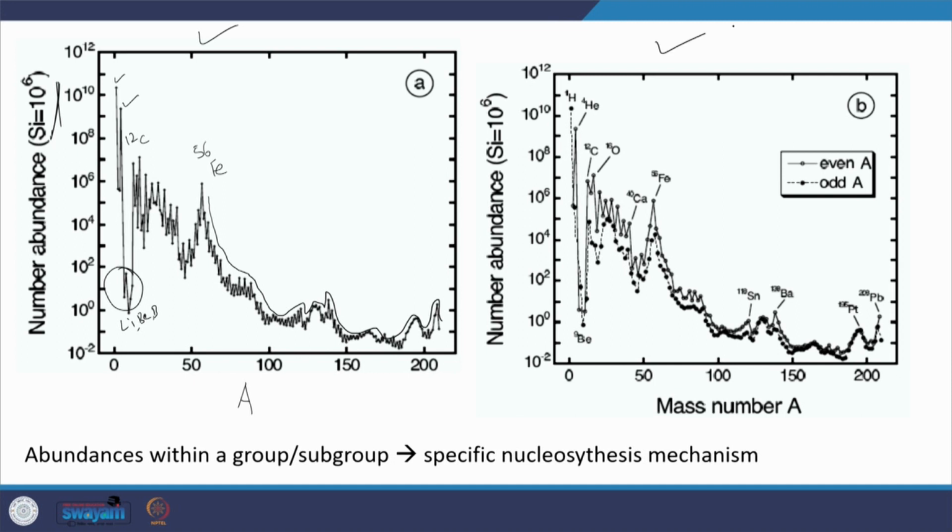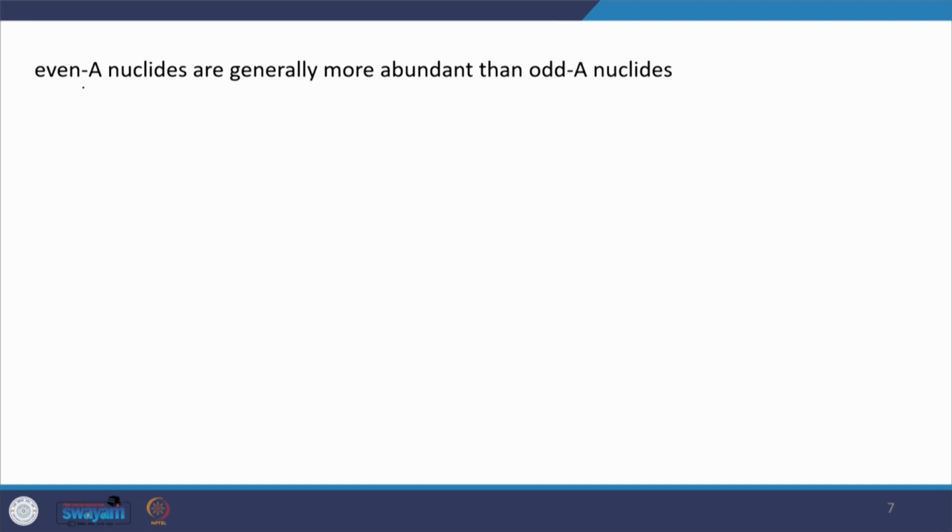Now, on the right hand side I am showing you the same abundance curve by separating the abundance of even A nuclides and odd A nuclides, and it looks more or less the same. Interestingly, the abundance of nuclides with even mass number is higher than the abundance of nuclides with odd mass number. Are you able to recollect something when I say even and odd type? You must have learned the shell model, the semi-empirical mass formula and the liquid drop model, and correlated the concepts with the binding energy curve. Please recollect them. As observed in the experimental data, even A nuclides are generally more abundant than odd A nuclides, and it is not some kind of haphazard observation.